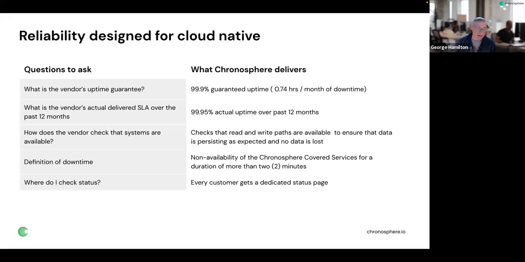And where can you check status? Every customer of Chronosphere gets their own dedicated status page. That's as opposed to some places where you might only see an aggregate of status for the entire system, but not specific to you as a customer. So just something to note.